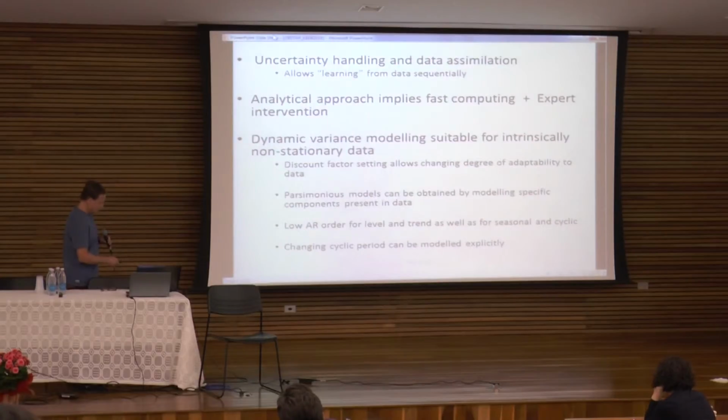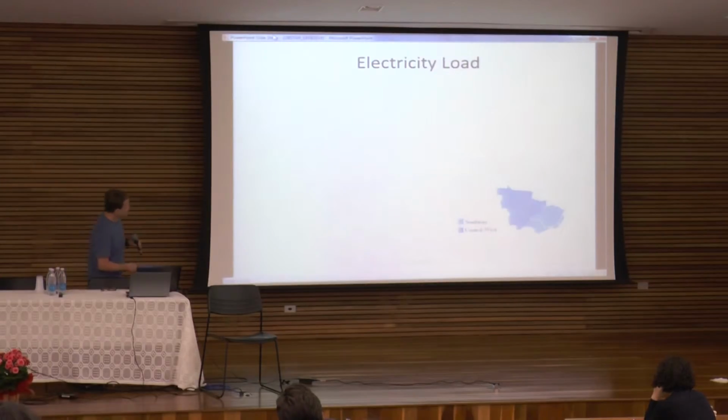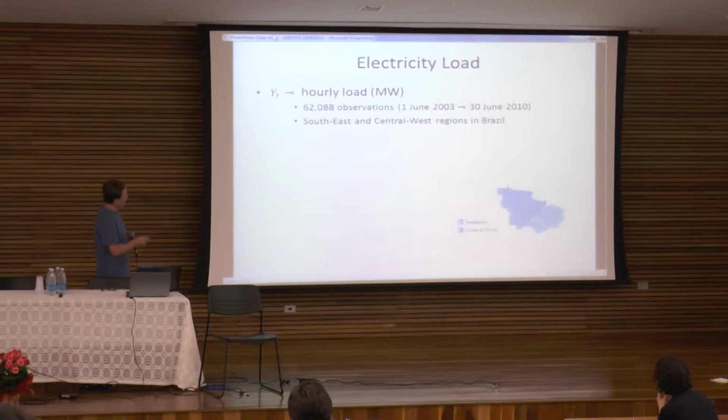So I'll now go on to describe the application. You can see the map. You should be seeing a map of Brazil with the southeast and the central west regions highlighted. This data is the hourly load time series of those regions in Brazil. They are aggregated data for the whole region, or the two regions actually.